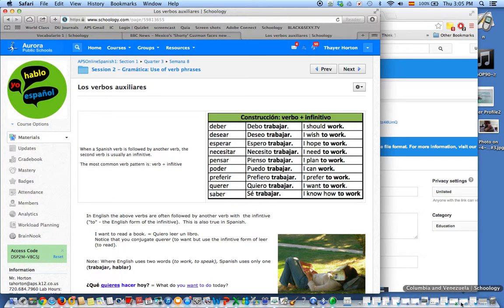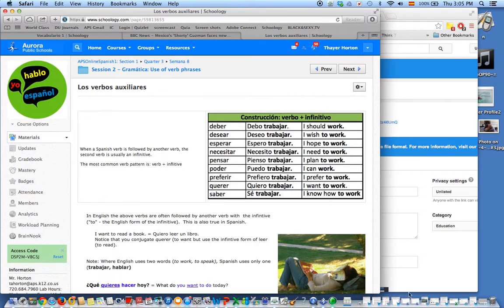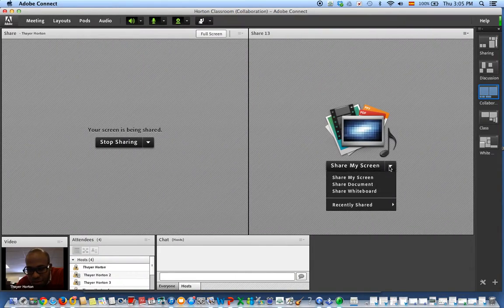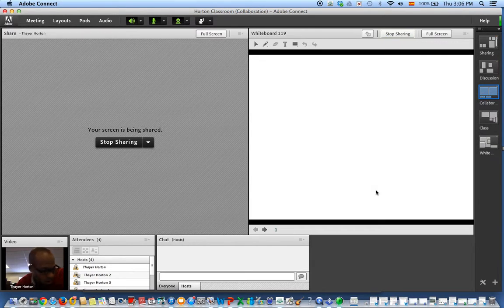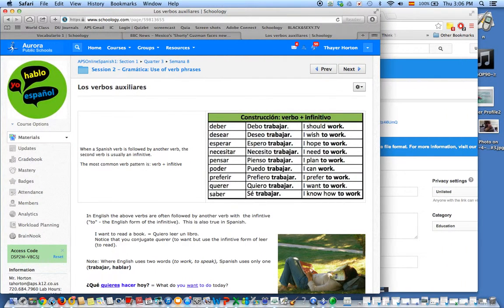Let me get to the whiteboard so I can write this out for you and make sure it makes sense to you. All right, like I was saying, let me get this back up. When you remember your verbs, your infinitive ends in AR, ER, or IR.